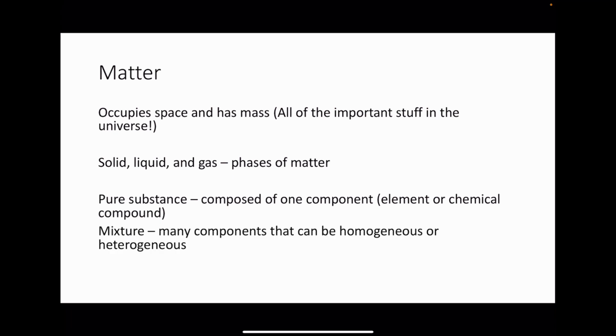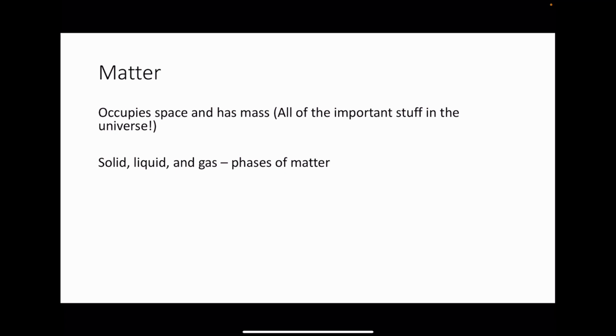It could be a mixture, right? So that's what we are as humans. We're a mixture of lots of components. The mixture can be homogeneous or heterogeneous. We can get into that later on.